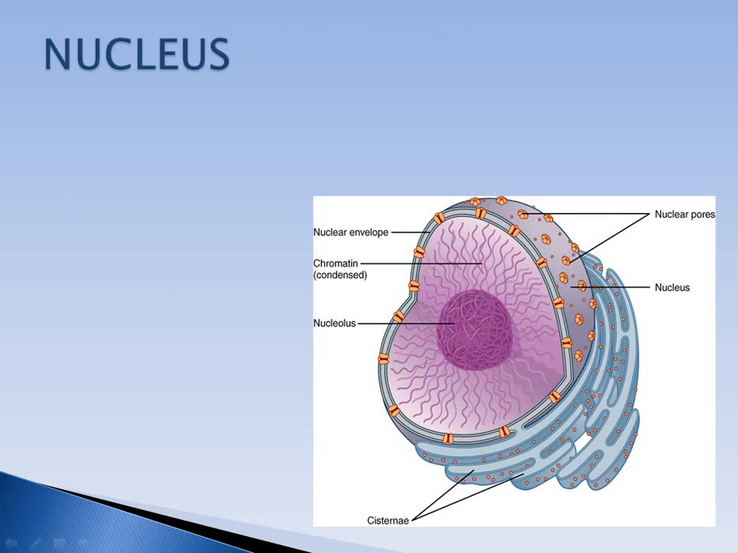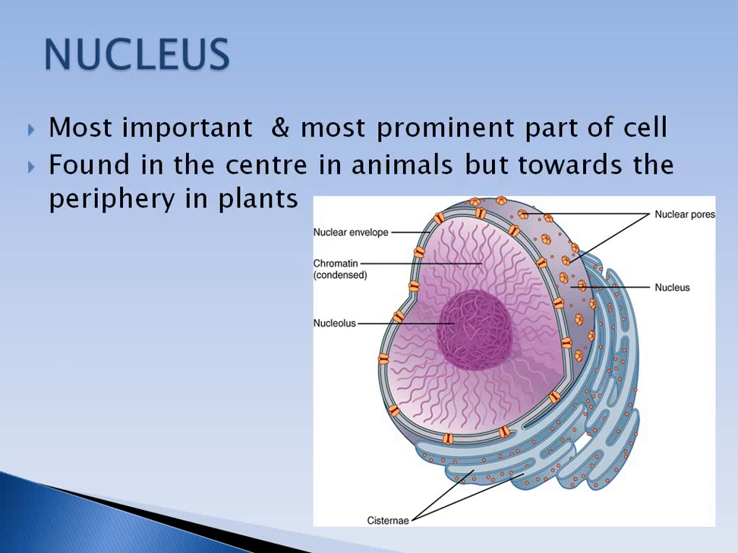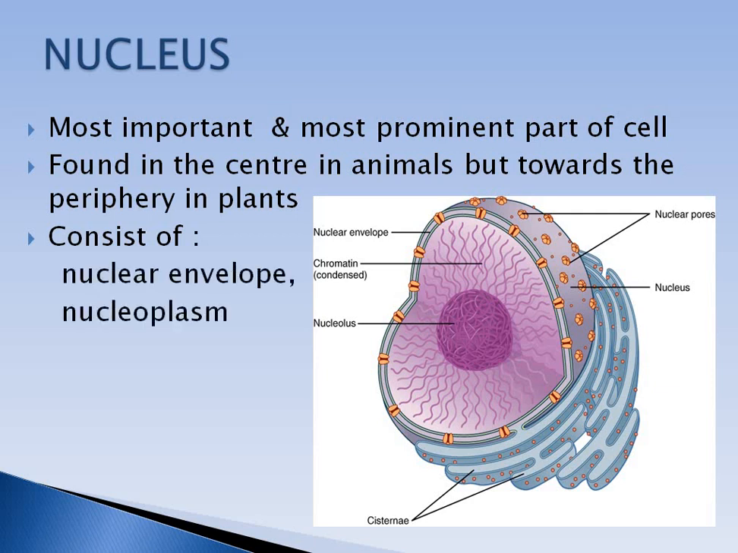Now the next, and the last or third major and prominent component of the cell, is the nucleus. It is present in the center in the case of animal cells, but remember that in plants, due to the central vacuole, the nucleus is pushed towards one side. And the nucleus consists of the nuclear envelope or nuclear membrane, and nucleoplasm, which is just like cytoplasm but slightly different in chemical composition. It has more nucleic acids in it, which is why it is called nucleoplasm, as it is present in the nucleus.